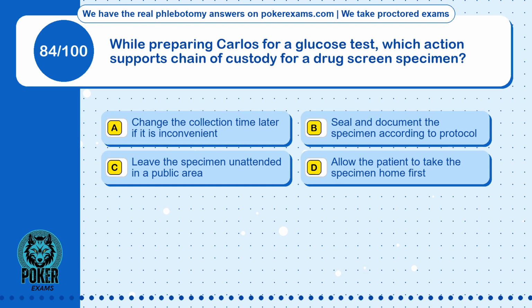Question 84. While preparing Carlos for a glucose test, which action supports chain of custody for a drug screen specimen? Option A. Change the collection time later if it is inconvenient. Option B. Seal and document the specimen according to protocol. Option C. Leave the specimen unattended in a public area. Option D. Allow the patient to take the specimen home first.